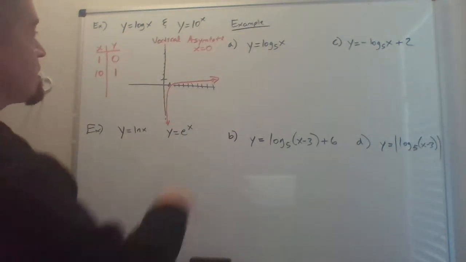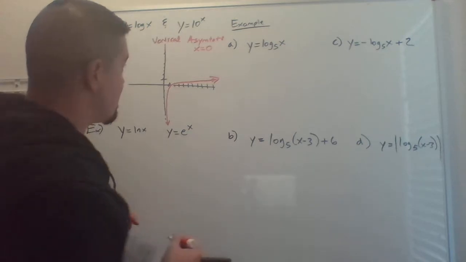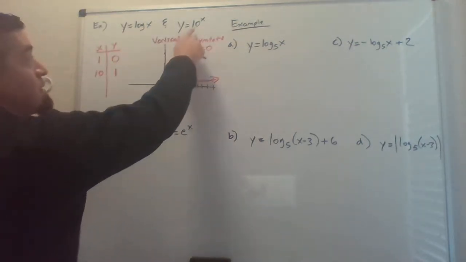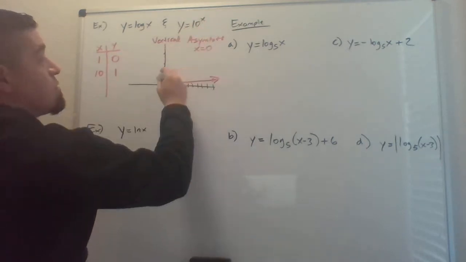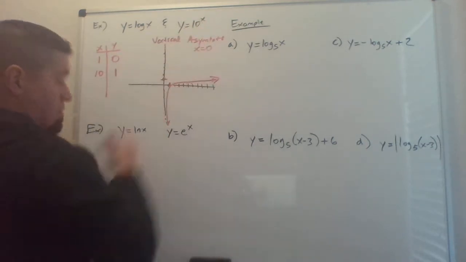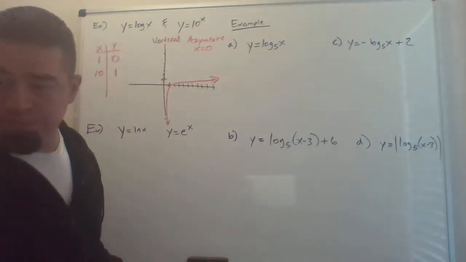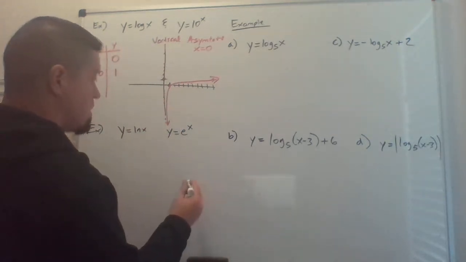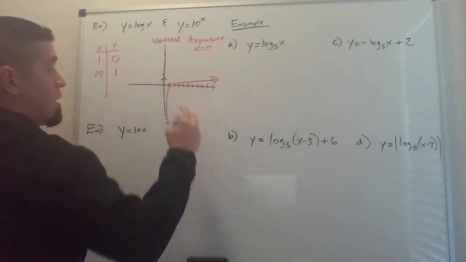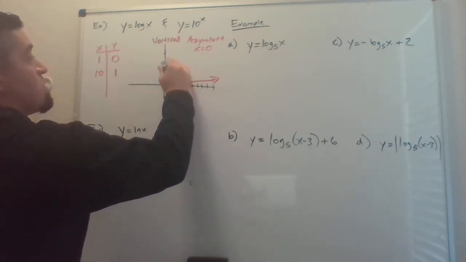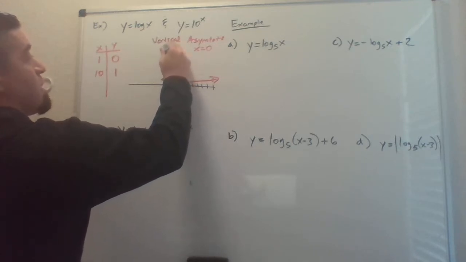Now, it also says graph y equals 10 to the x, so let me remind you of some of the tips that we did last time. Plug in easy points. I won't even make a table. 10 to the 0 is 1. Let me do a different color, though. 10 to the 0 is 1, and 10 to the 1 is 10.